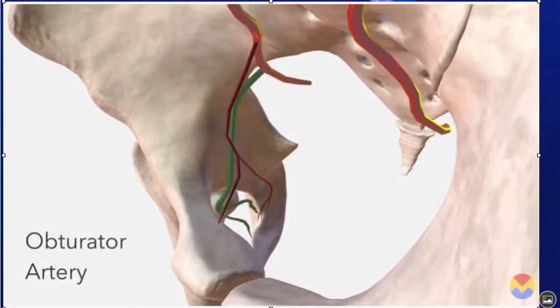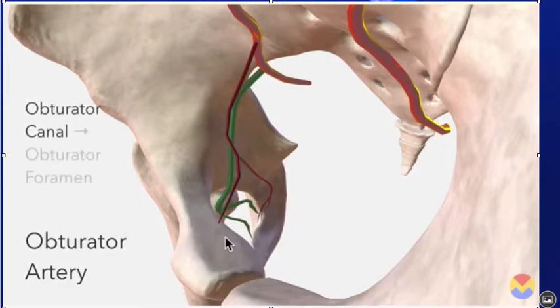Next we have the obturator artery. As you can see, it will exit the pelvis. It is lying in the obturator canal, exiting the pelvis via the obturator foramen to enter the medial side of the thigh.